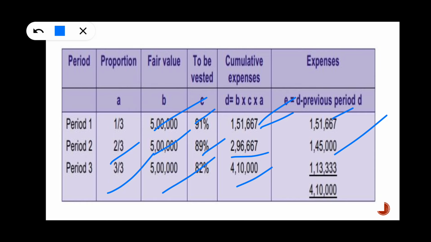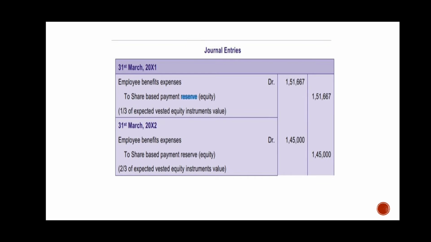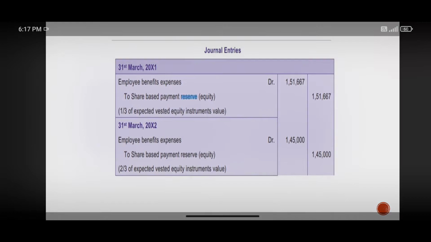it is 5 lakhs into 82% into 3 divided by 3, 4,10,000 we have to recognize, and in the first 2 years we have recognized 2,96,667. So 4,10,000 minus 2,96,667 is 1,13,333.